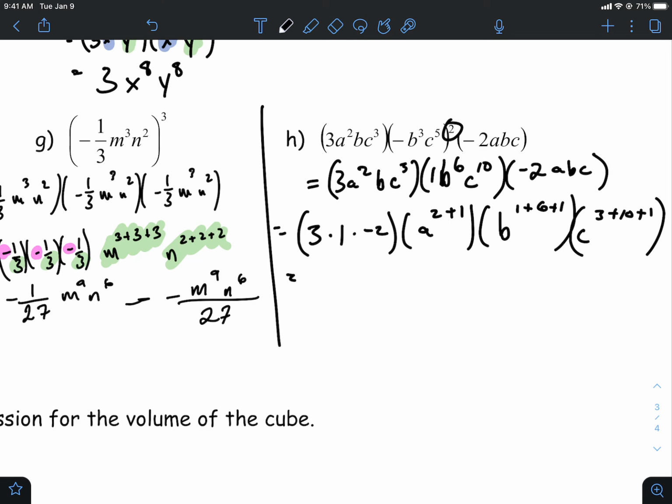Okay, and the same principle: I just put a 1 on all this stuff. Anything without an exponent, I put a 1 on. Okay? So now we could go 3 times 1 times negative 2 is going to be negative 6. A cubed, B 8, C 14. Okay?